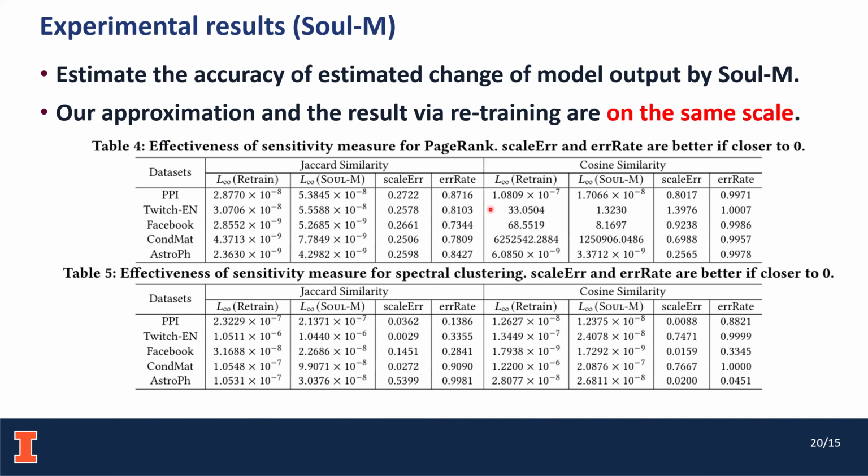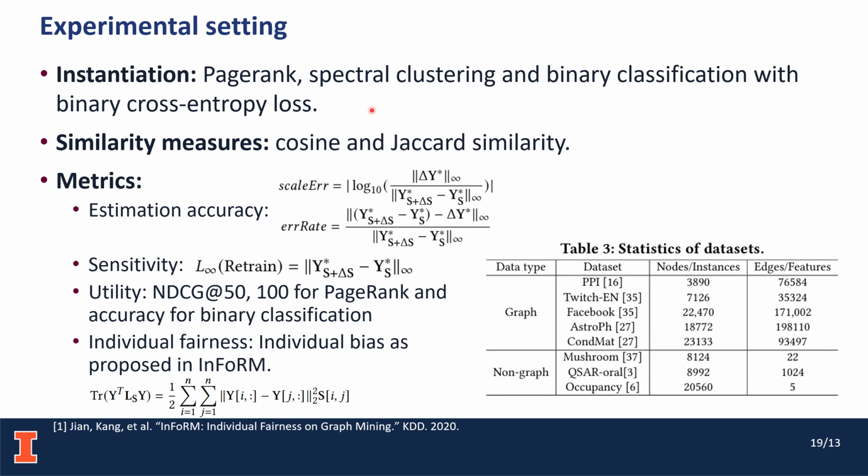Sorry, first, I have another silly question. If you go back one slide, I don't know if I understand how you apply the PageRank algorithm to a non-graph data set. Oh yeah, sorry, I didn't introduce that. So we are only testing PageRank and spectral clustering on graph data sets and the binary classification on the non-graph data sets. Gotcha. Sorry, thank you.